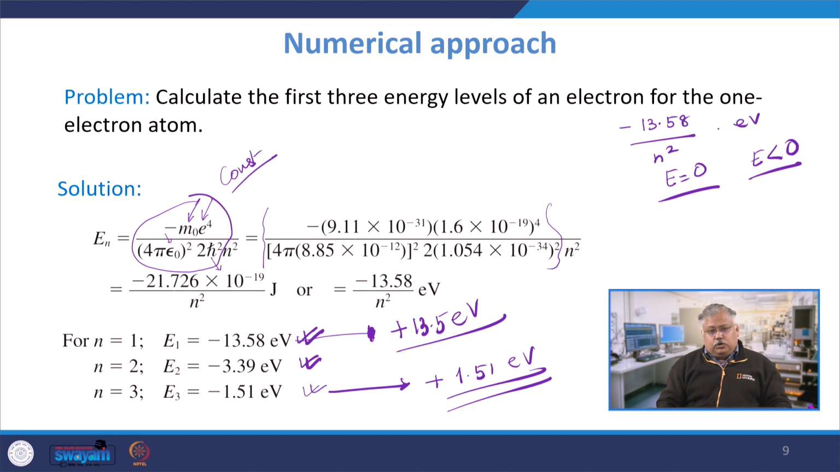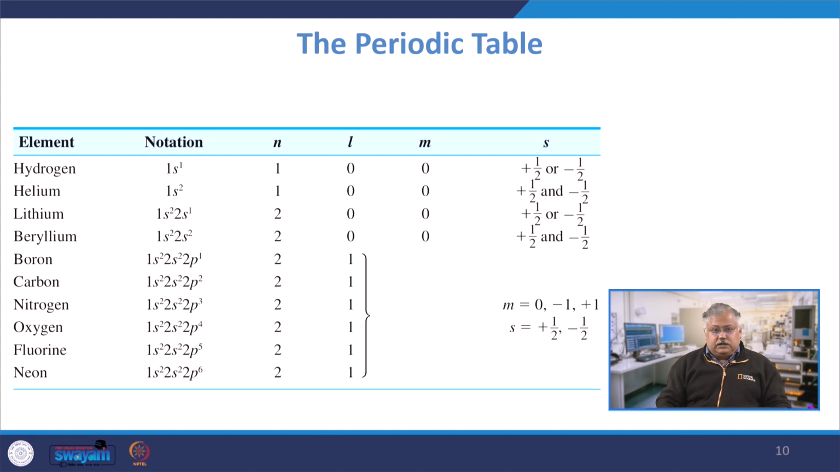And that's the numerical approach I wanted to show you as far as this is concerned. Now this you must have studied, I will just quickly go through it. This is the formulation of the periodic table for hydrogen, helium, lithium, beryllium, boron, carbon, nitrogen, oxygen, fluorine and neon. The n values are given, which tells me how many shells there are, and the corresponding L values and M values.